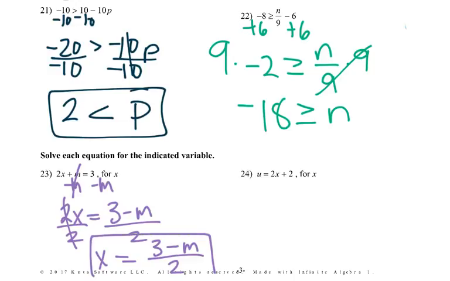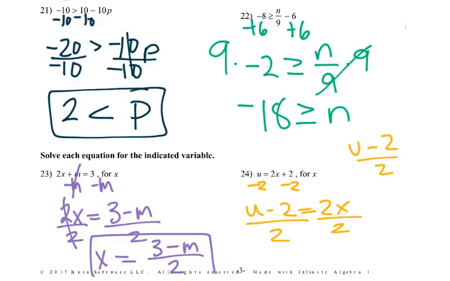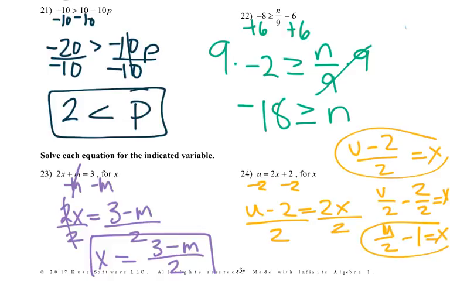Okay? So 24, same idea, solve for x. So we subtract 2 this time. We get u minus 2 equals 2x. Divide by 2. And we get (u minus 2) divided by 2 equals x. Okay? You could also make it u divided by 2 minus 2 divided by 2. And then you'd end up with u divided by 2 minus 1 equals x. Same thing. That's all we have to do for those ones.